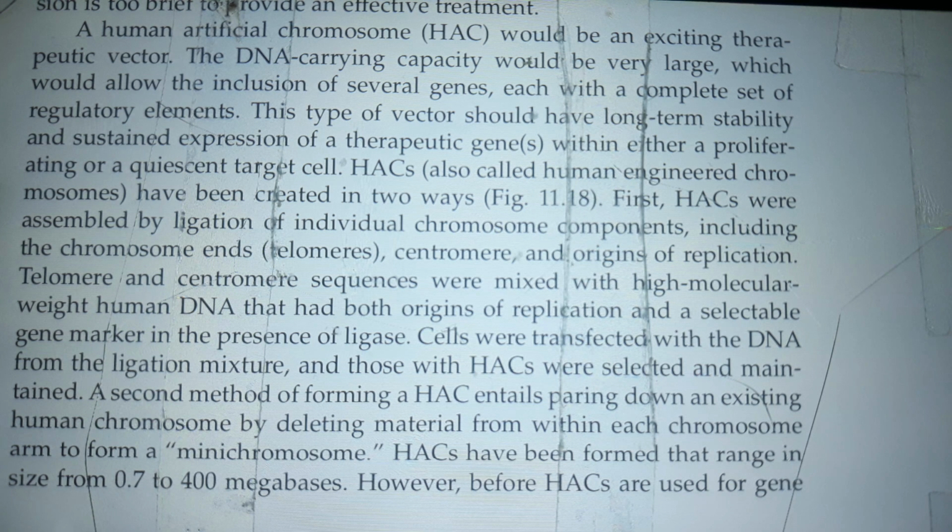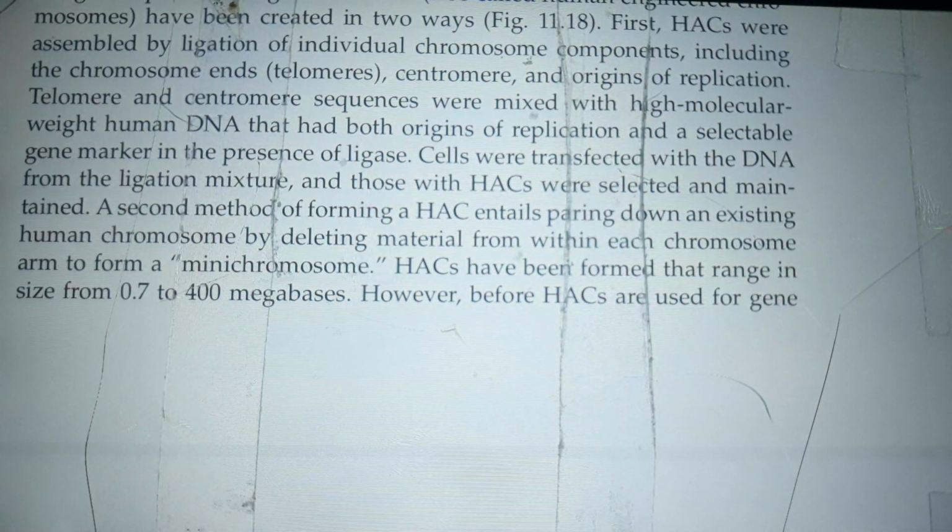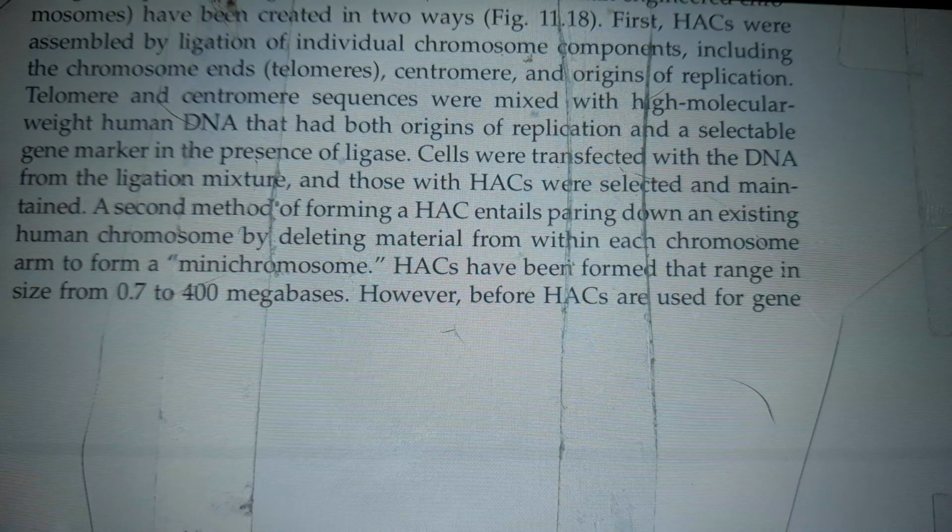HACs, also called human-engineered chromosomes, have been created in two ways. First, HACs were assembled by ligation of individual chromosome components, including the chromosome ends, telomeres, centromere, and origins of replication. Telomere and centromere sequences were mixed with high molecular weight human DNA that had both origins of replication and a selectable gene marker in the presence of ligase. Cells were transfected with the DNA from the ligation mixture, and those with HACs were selected and maintained.